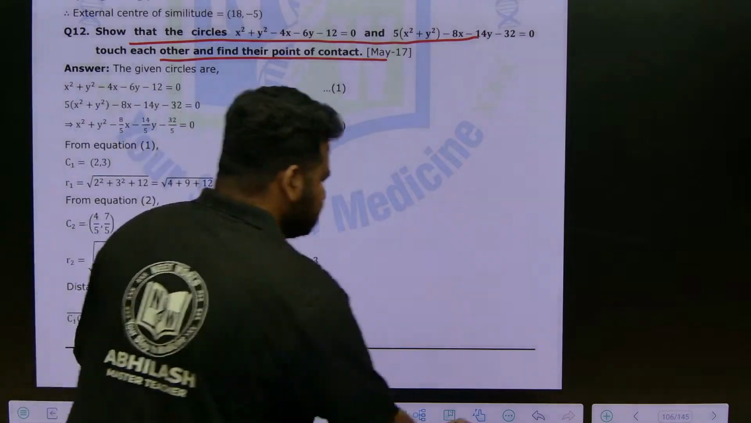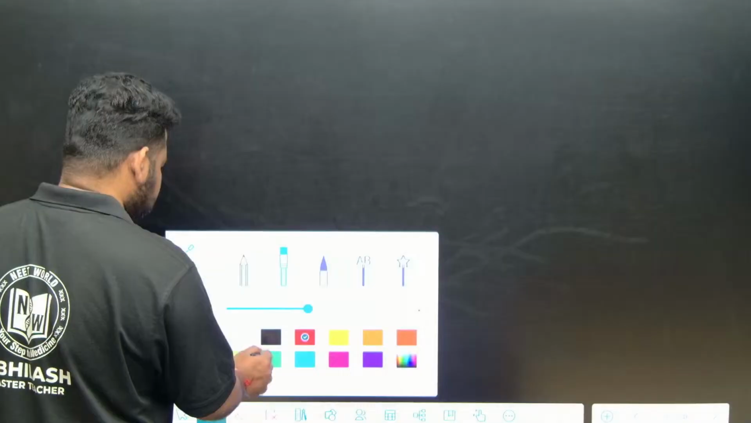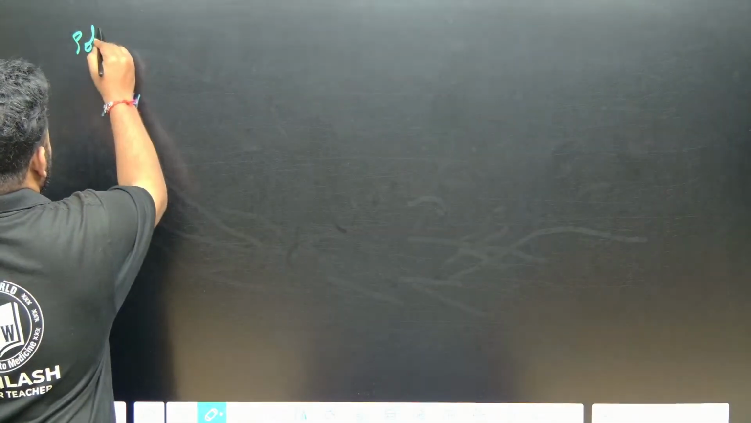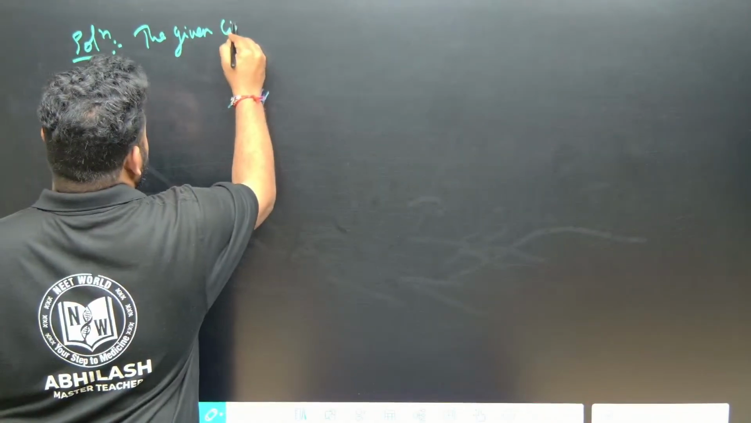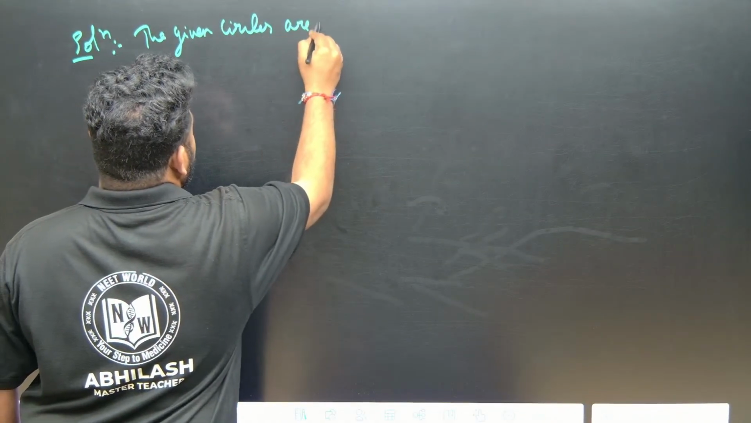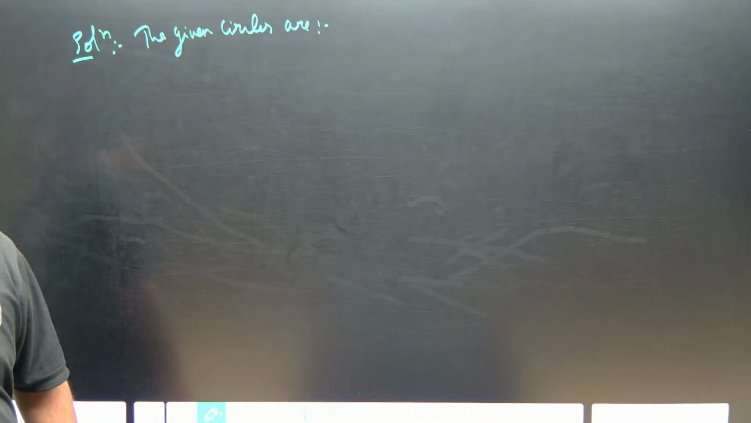So see here, what is the question that they have given? Solution. The given circles are, okay, they have not given the second circle in standard form. Let us convert to standard form.